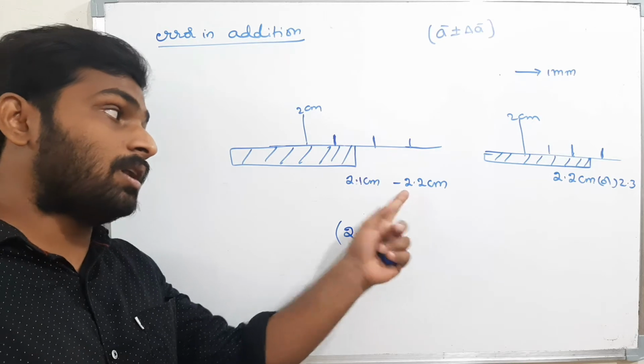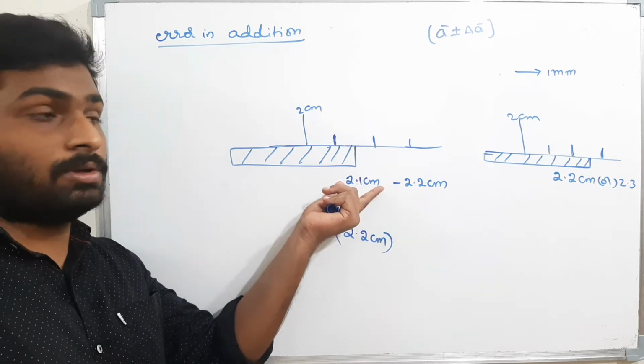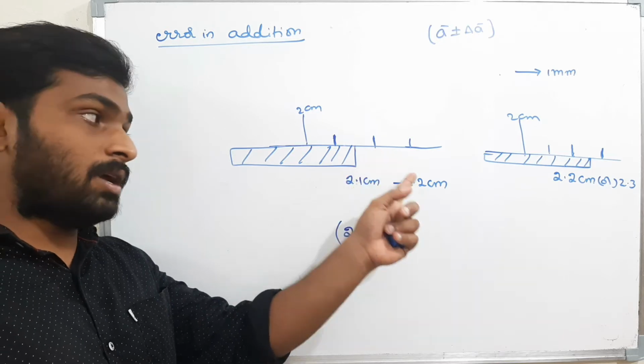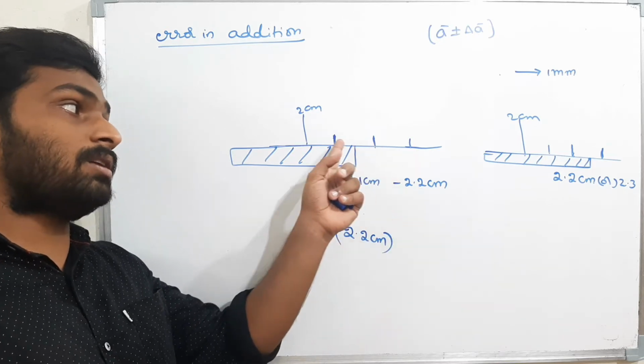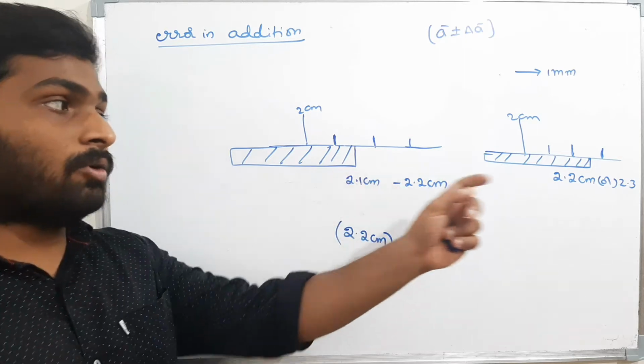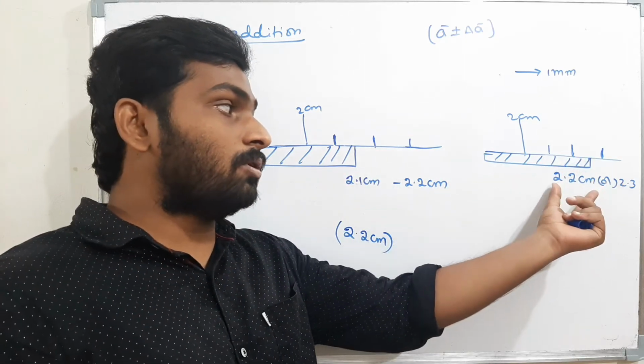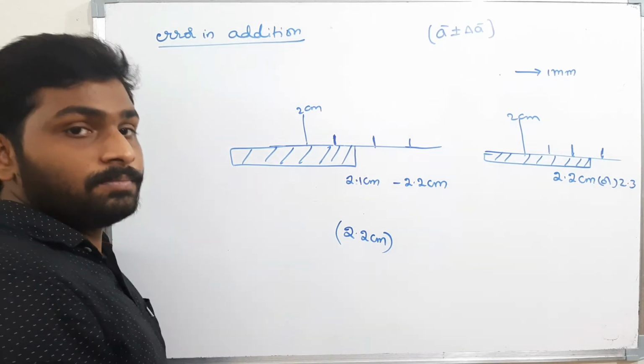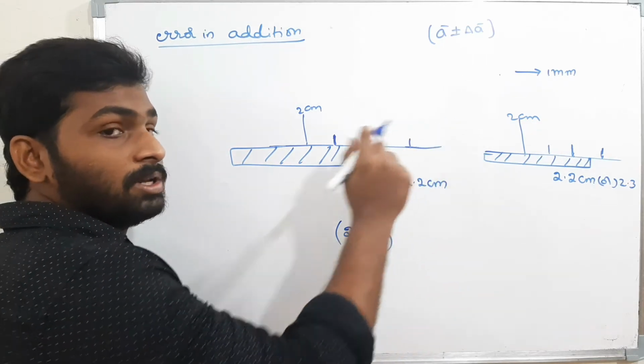The chances are it can be 2.1 also. If the reading is between these two, I can say it as 2.2. If I say 2.2, the chances are there that it will be 2.1 also, and the chances are there that it can be 2.3. That means the least count of the instrument is 1 millimeter.